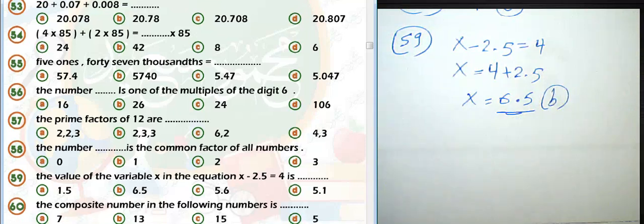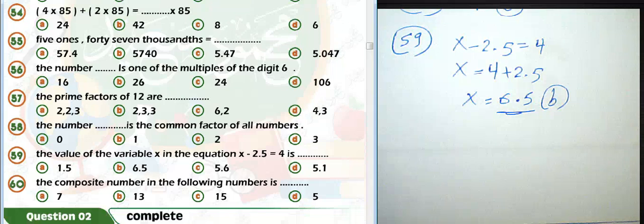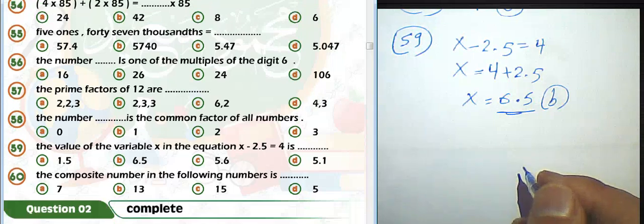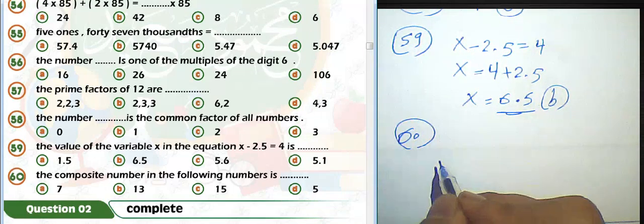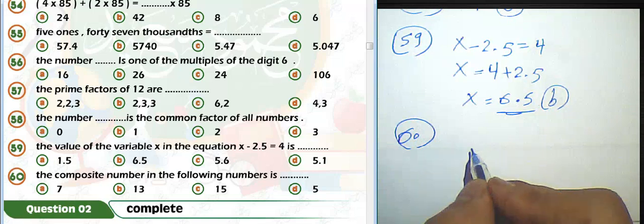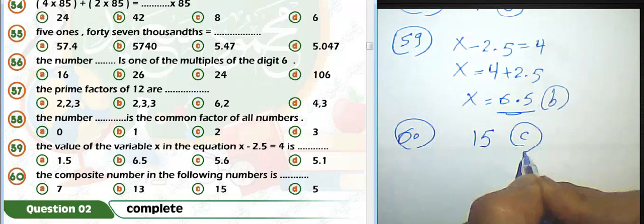And the last one, question 60. The composite number in the following numbers is 15, as a composite, not a prime number. We must choose letter C, okay?